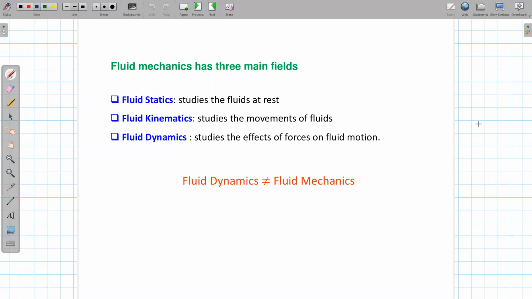So there is always a confusion between fluid dynamics and fluid mechanics. From here you can see that fluid dynamics is only a part of fluid mechanics. It's just a subfield of fluid mechanics. So be aware of that.